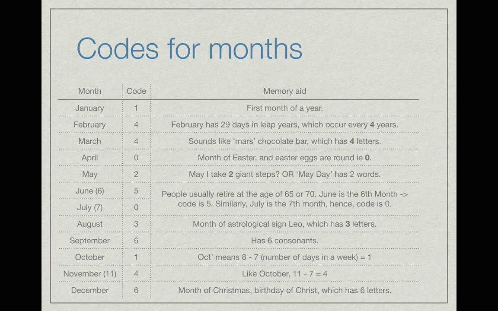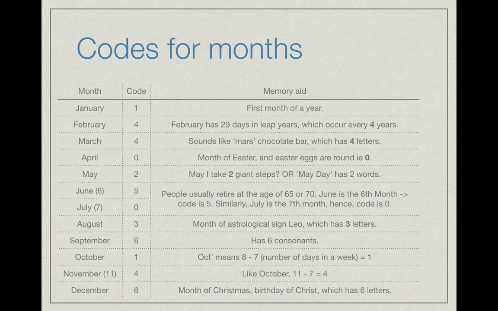So December is Christmas, right? Everyone loves Christmas. It's the birthday of Jesus Christ, and Christ has 6 letters, so December has 6. I tend to remember September and December also as being the long names, so that's why it's 6 as well. Whatever works for you guys, you just have to practice and remember these months.